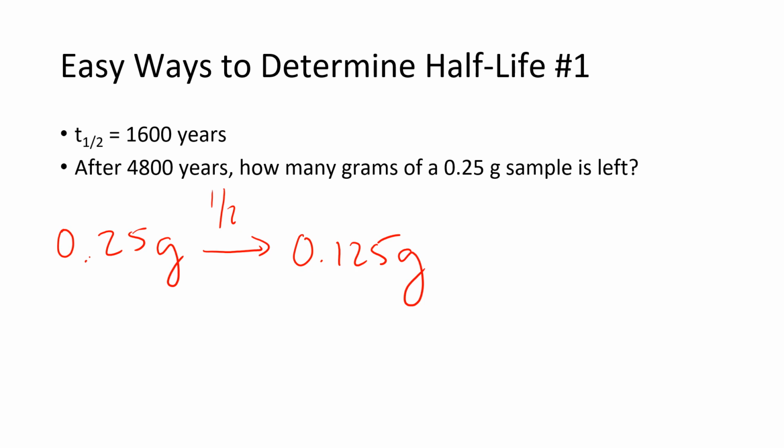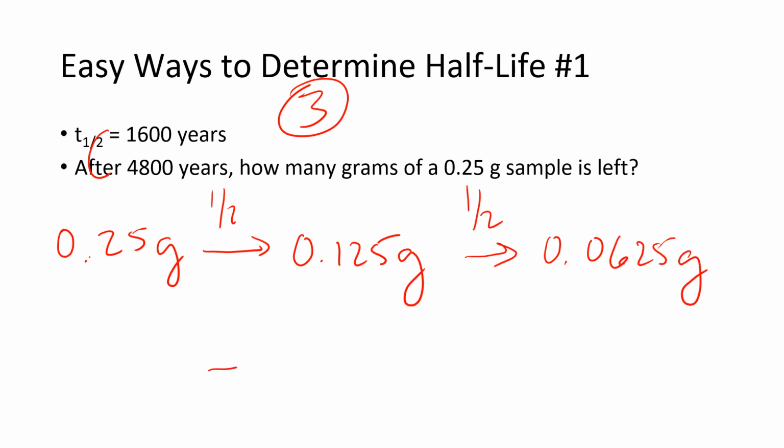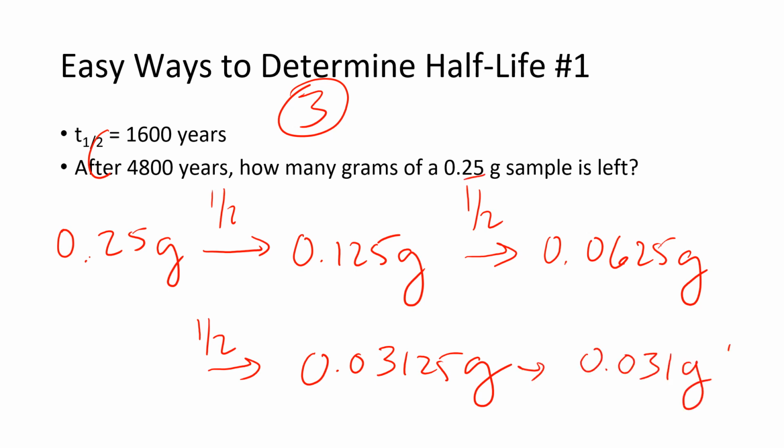Well, first of all, how many half-lives are here? 3 half-lives. So my next half-life is going to be 0.0625 grams. Then one more half-life is going to be half of that, which is 0.03125 grams. So think sig figs. This is going to be 0.031 grams, my sample.